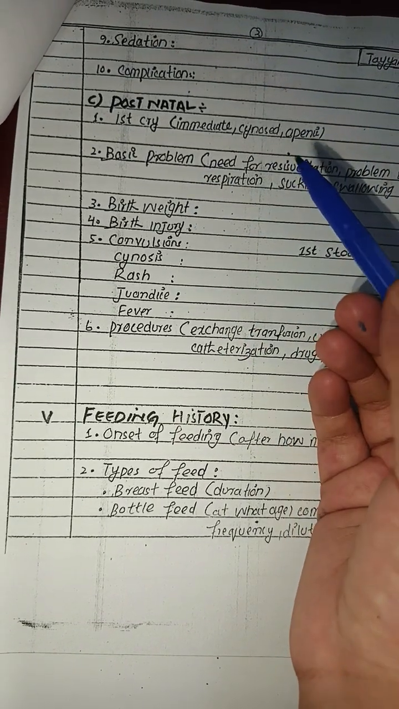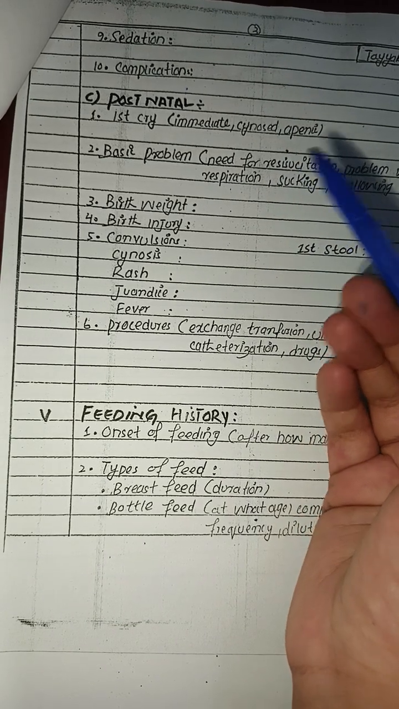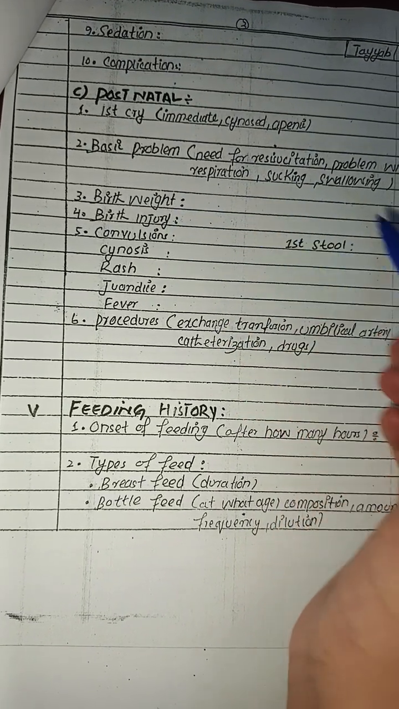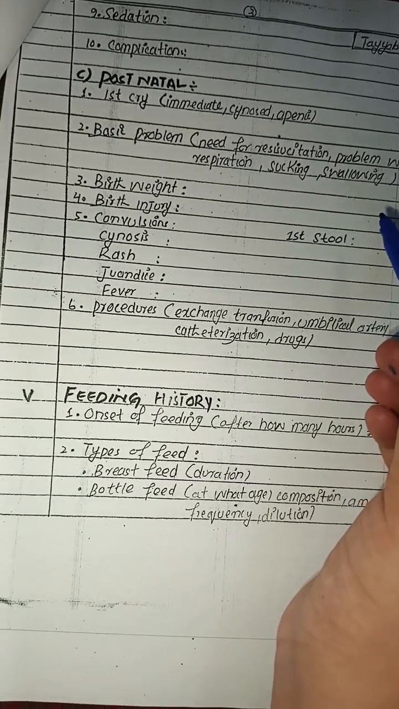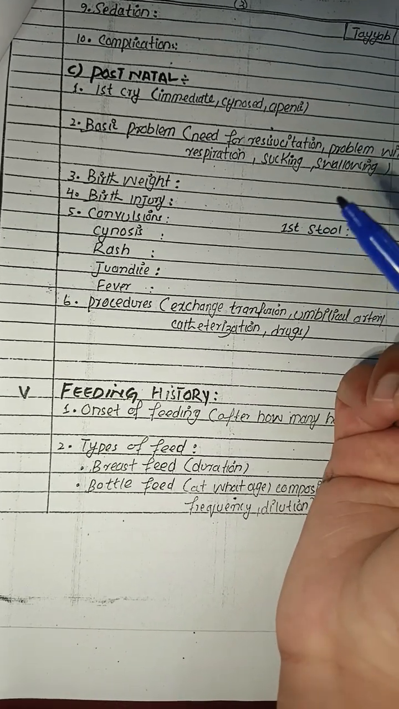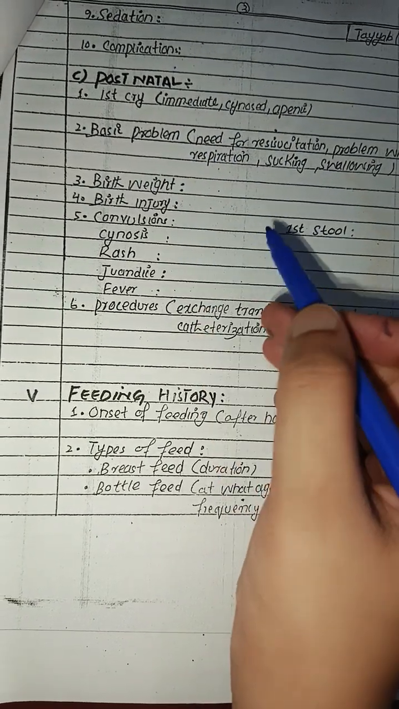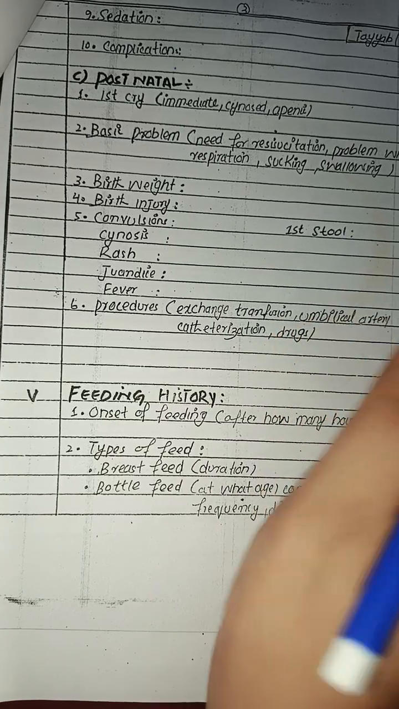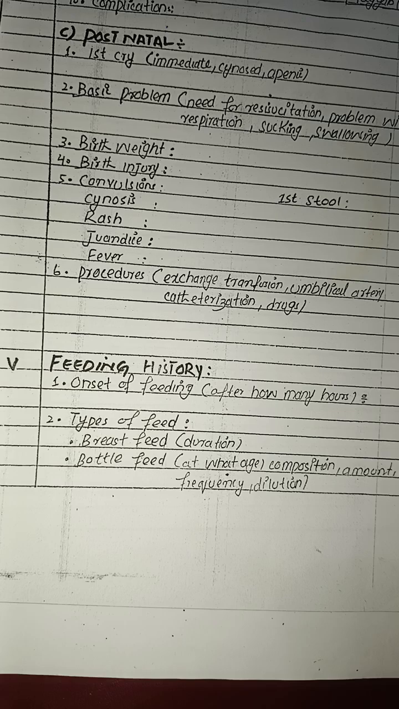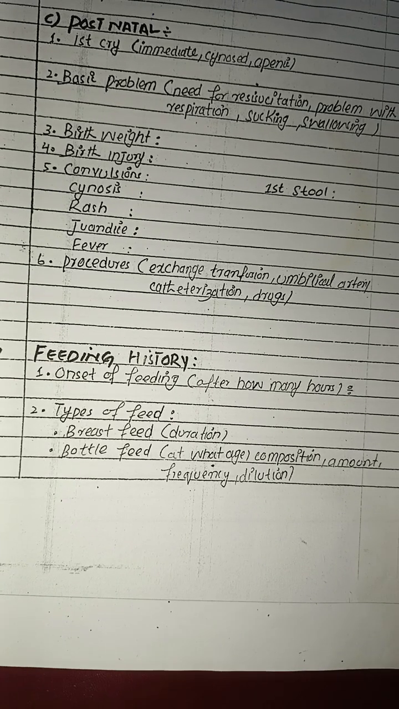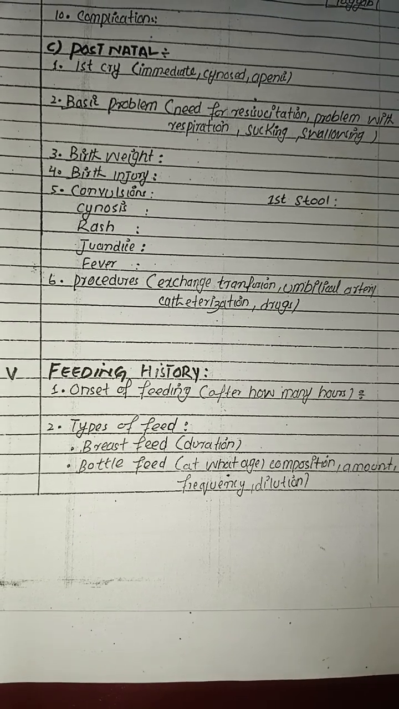And postnatal complication, we have to ask about the immediate cry of the baby, to ask about the basic problems like resuscitation, cyanosis, respiratory problem, or if the baby has cried or not, birth weight, birth injuries and convulsions at the time of birth, cyanosis, rash, jaundice, fever. And procedures like umbilical artery catheterization, drugs and exchange transfusion used in the delivery.